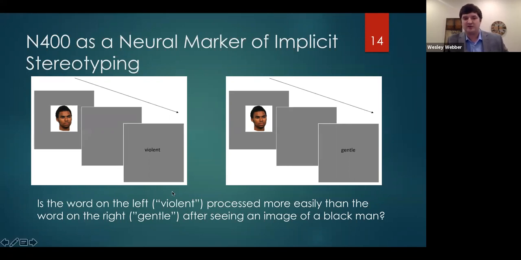So with that in mind, I'd ask you to consider, do you think the word on the left, violence, would be processed more easily than the word gentle on the basis of having just seen a picture of a Black man? If so, then in looking at the EEG response to each of these words, we might see that N400 effect. We might see a more negative deflection of the EEG for the word gentle than the word violent. And if that happens, we could say N400 is a neural marker of implicit stereotyping. It would mean that to some extent, this word had been pre-activated, some sort of association or prediction had been made just on the basis of having seen a picture of a Black man.